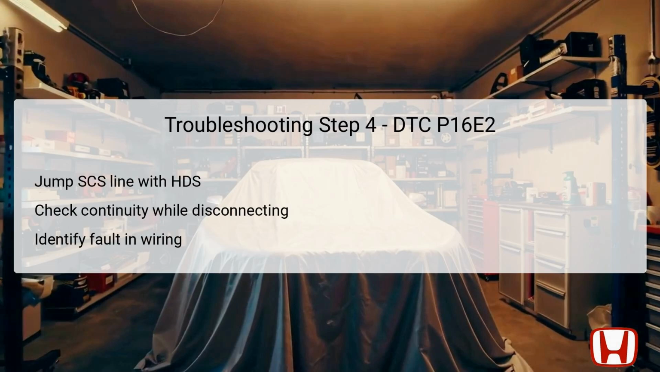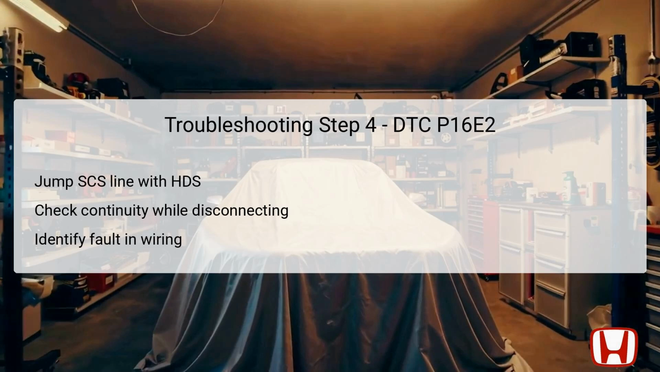In the fourth troubleshooting step, the SCS supplemental circuit system line must be jumped using the HDS to simulate a test condition, and waiting for over a minute allows the system to stabilize for accurate readings.